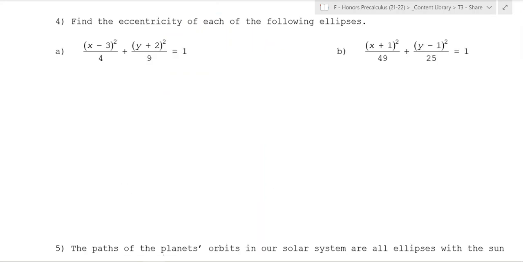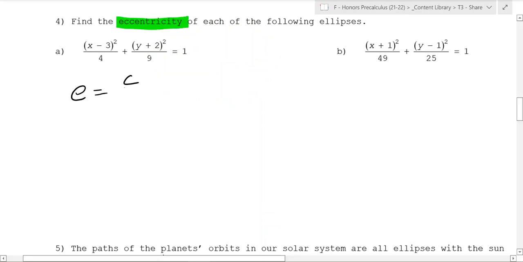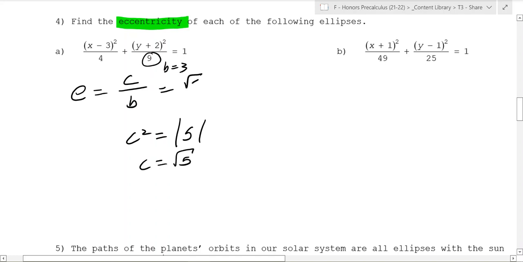So when we consider the eccentricity of each of these ellipses, e is equal to c over whichever is bigger, a or b. In this case, b is going to be equal to 3, so it's going to be c over b. And we know that c squared is going to be the absolute value of a squared minus b squared. So you end up with c squared equal to the absolute value of, excuse me, 5, because it's 3 squared minus 2 squared. So c is going to equal the square root of 5. So this will be root 5 over 3. That will be the eccentricity.